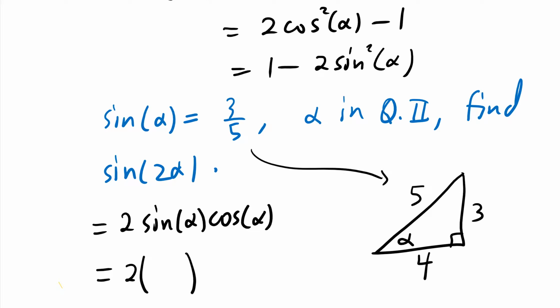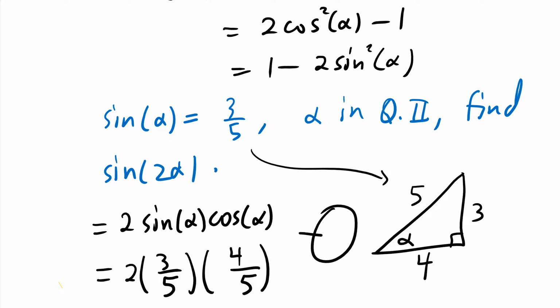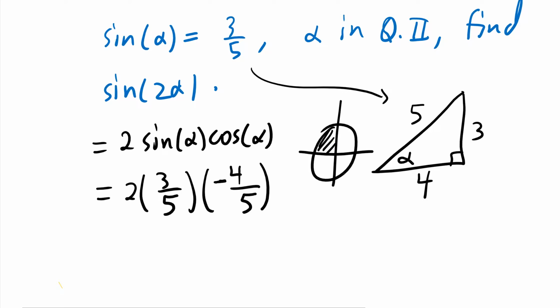2 times sine alpha is given. Cosine alpha from the triangle is the adjacent over the hypotenuse. And we are in the second quadrant. Cosine is negative. That gives negative 24 over 25.